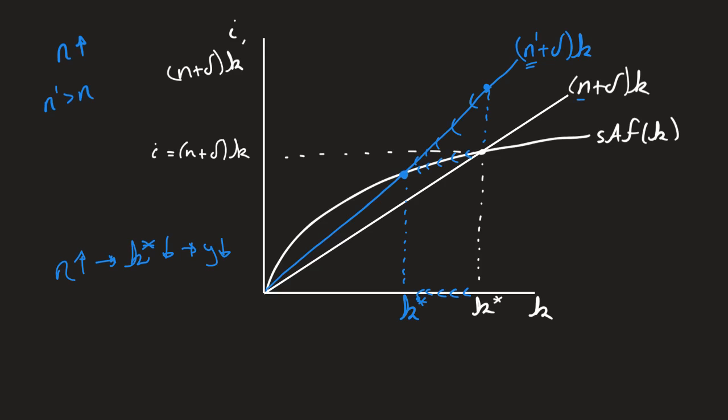But here in the Solow model, an increase in the population growth rate and the labor force growth rate is going to lead to a decrease in the steady state level of capital, which leads to our decrease in overall output.